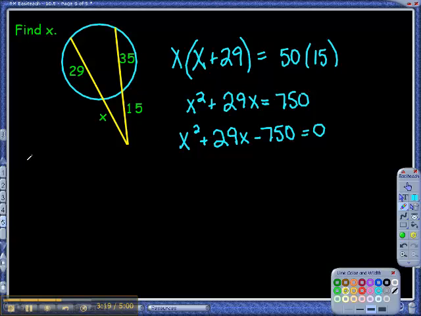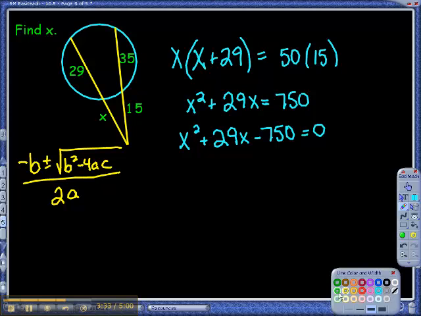The whole quadratic formula again was the opposite of b plus or minus the square root of b squared minus 4ac, all over 2a. So for this problem, a is that leading coefficient, the coefficient of x squared, which is 1. b is the coefficient of x, the 29, and c is our negative 750, that constant. All right, so here we go.